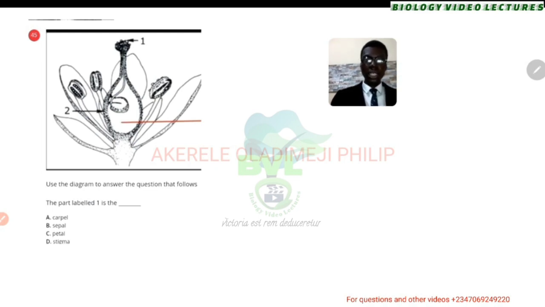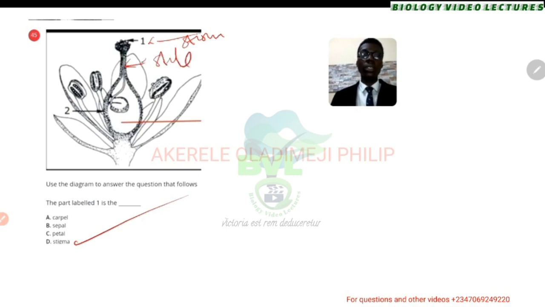The part labelled 1 is what? Well, let's label this quickly together. Of course, that's going to be stigma. The answer is stigma, of which we know that this is going to be style, and this one, which is 2, is going to be what? Ovary. All right, and so the answer is stigma.